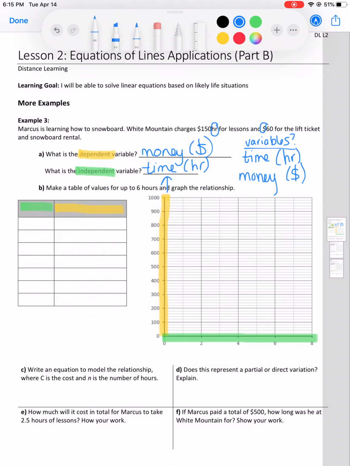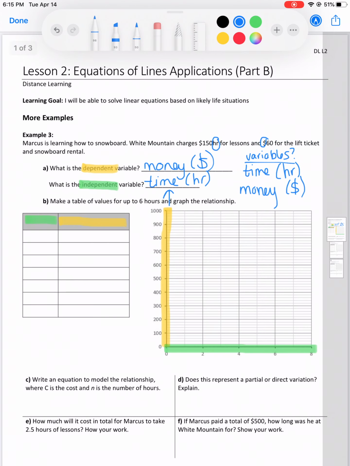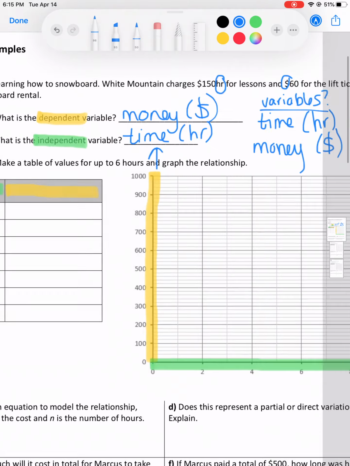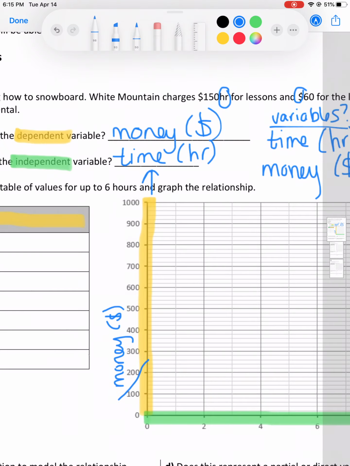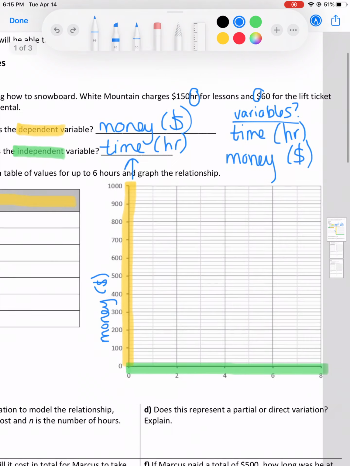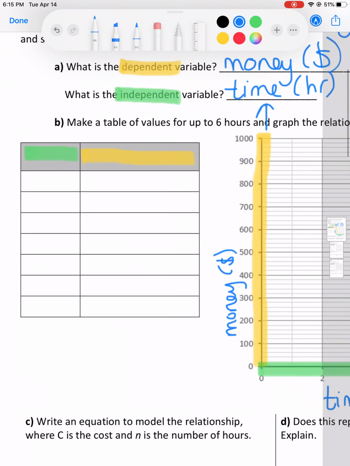Okay, so let's get going. So, label, label, label. My dependent is my money, or total spent. I don't care what you say. And down here is my time in hours. Okay, so let's start filling it out.